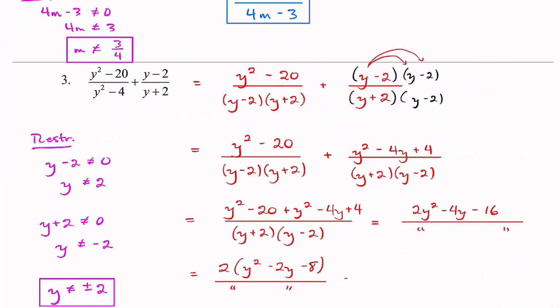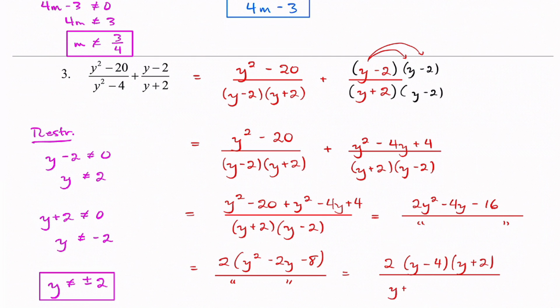And then this right here, we're going to try to factor using our product and our sum. So it's got to have a product of negative 8 and a sum of negative 2. So the two numbers that are going to do that are a negative 4 and a plus 2. So I'm going to have 2, and then we're going to have y minus 4 and y plus 2. And then all that is being divided by the same thing in the bottom, but now I'm going to write it out. It was a y plus 2 and a y minus 2.